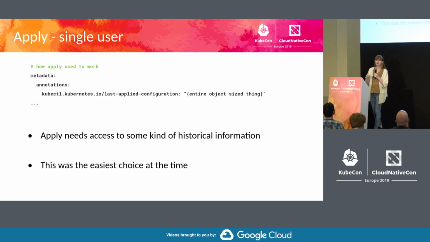So for client-side apply, one thing apply needs is a sort of history of the requests that have been made in the past. And for client-side apply, the way we did this was with an annotation that would store the entire copy of the applied object. And this worked for that because it only has a single user, but when we wanted to move this to the server, we knew we needed to support multiple users applying.